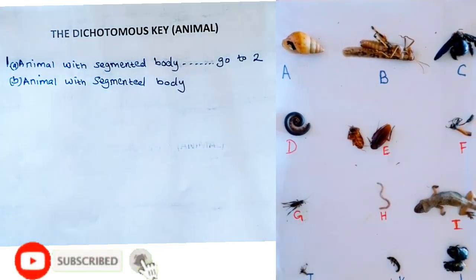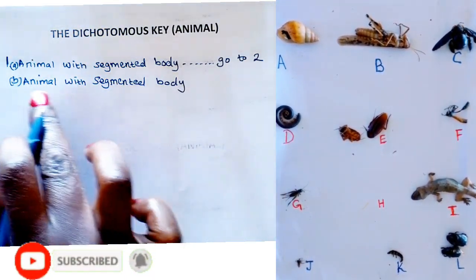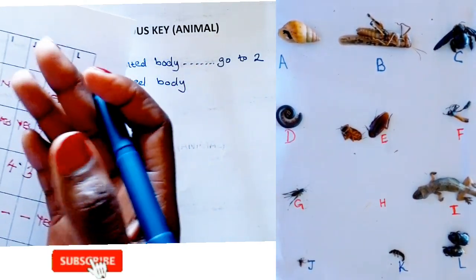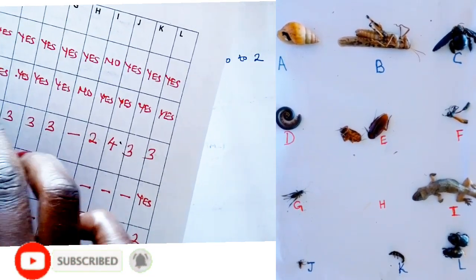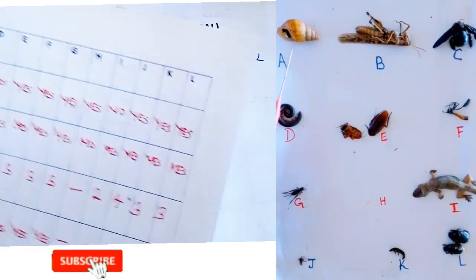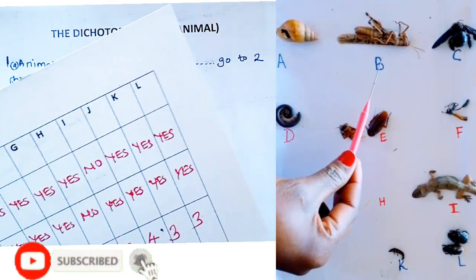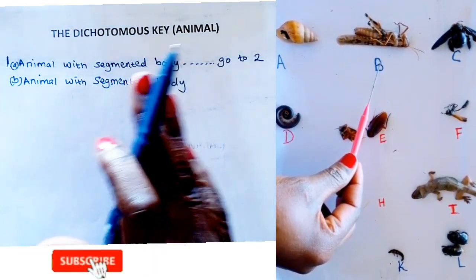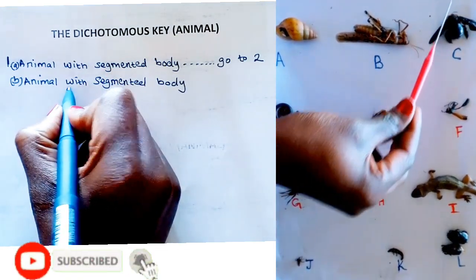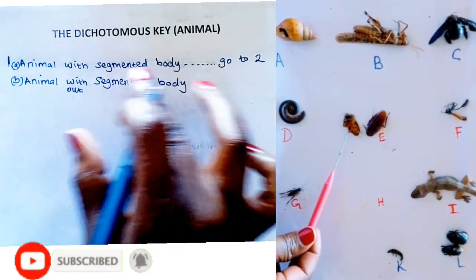And then we look at our organisms. At this point, we are leaving part B of the first step until we exhaust all the organisms that have a segmented body. We deal with the first group until all the organisms have been completely identified. Are we together? Yes. So we are going to put aside animals without a segmented body. This one will wait until we exhaust this one.